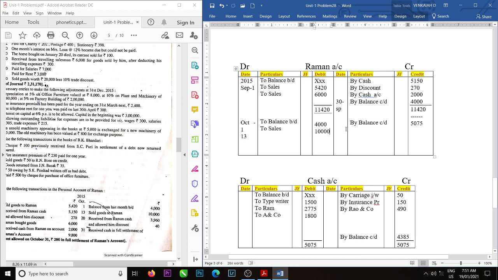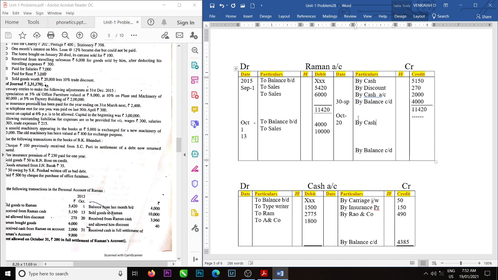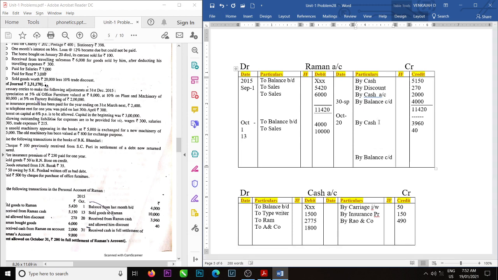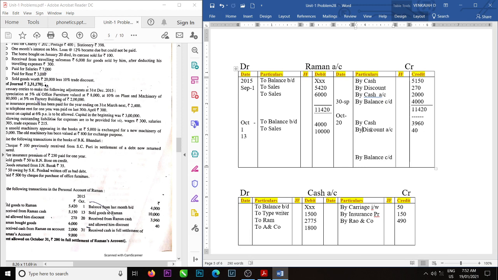Okay. And October 20 October. Cash received from Raman. Raman is showing credit. We have to use By Cash. Amount is 3,960 and By Discount. Okay, right. Next he is telling that on 31st received cash in full settlement of his account.